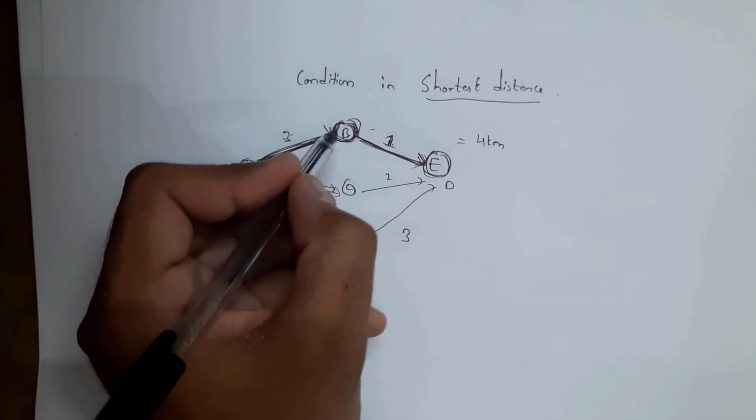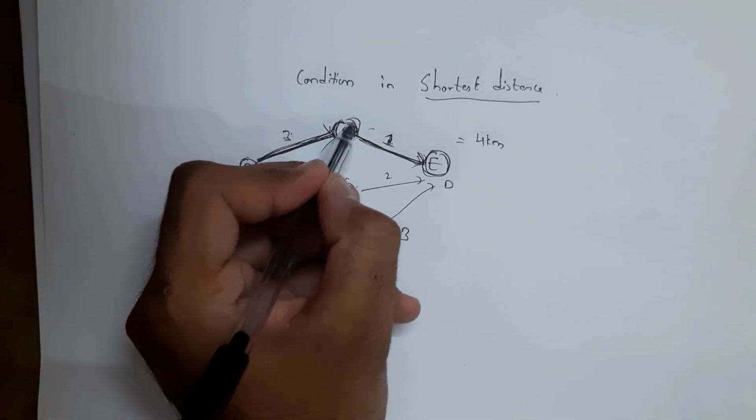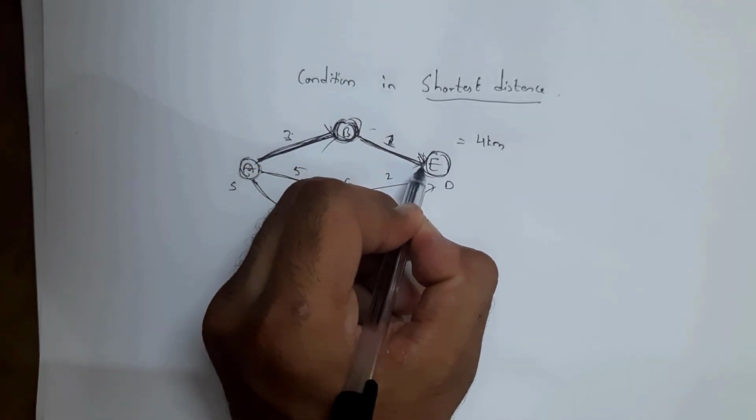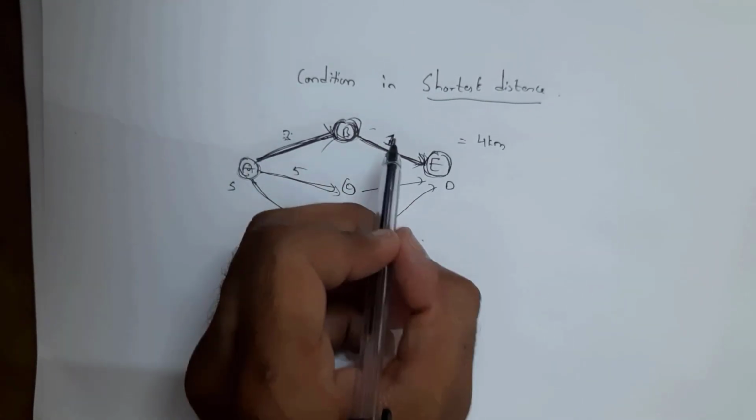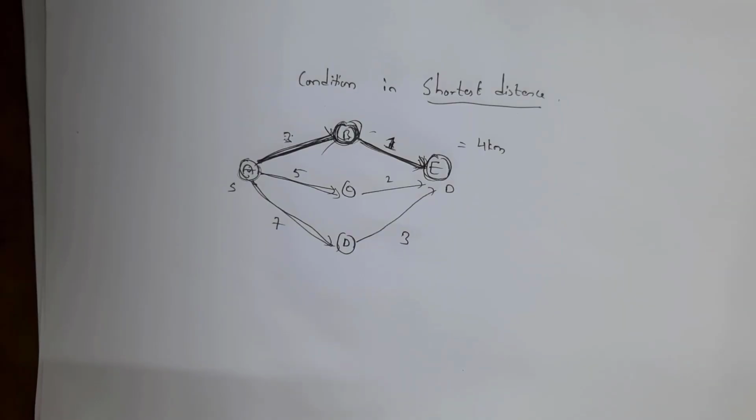After A to B, I need to travel B to E in order to reach our destination. From B to E distance is 1 kilometer. Total 3 plus 1, that is 4 kilometers. It took 4 kilometers to reach from source to destination.